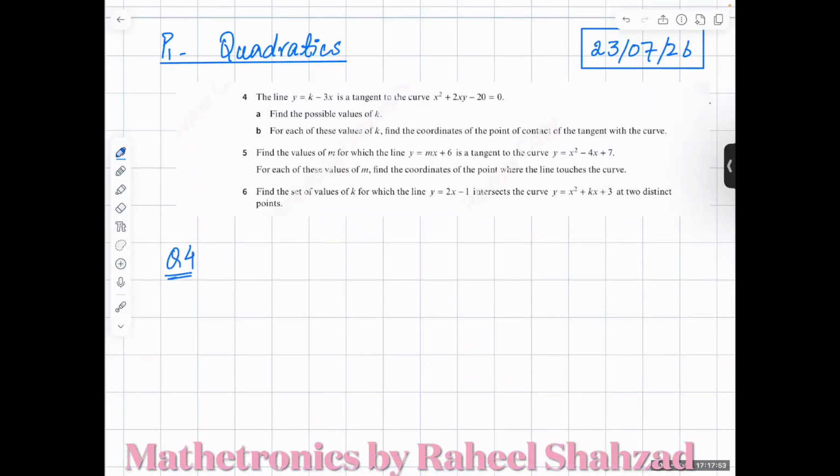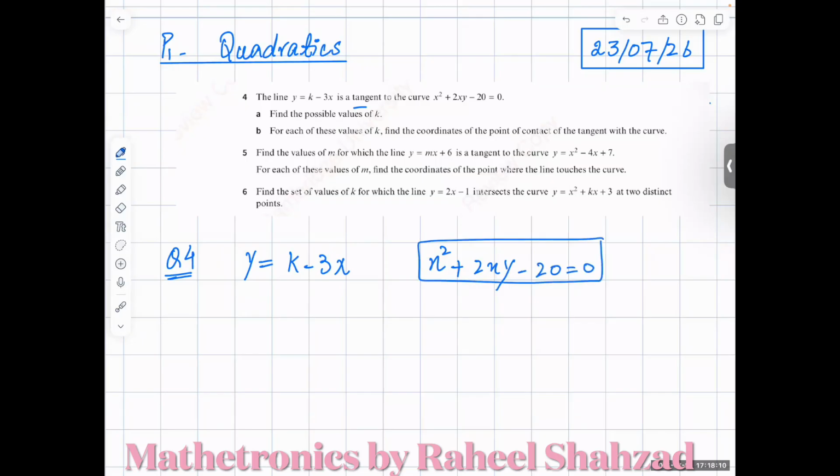Now question 4 says the line y equals k minus 3x is tangent to the curve x square plus 2xy minus 20 is equal to 0. For this, we need to find the possible values of k, and for each of these values, find the coordinates of the points of contact of the tangent with the curve.